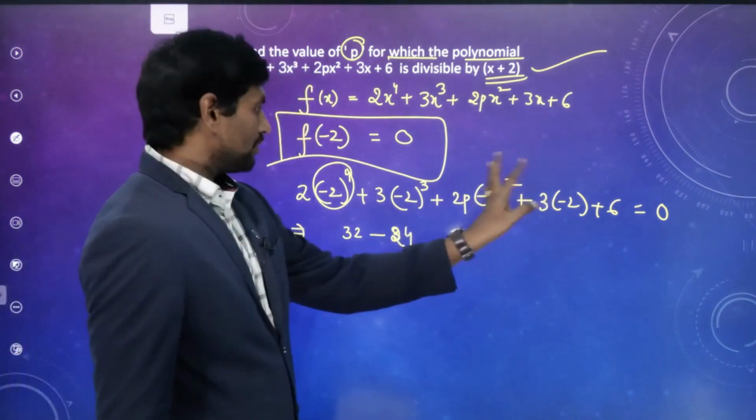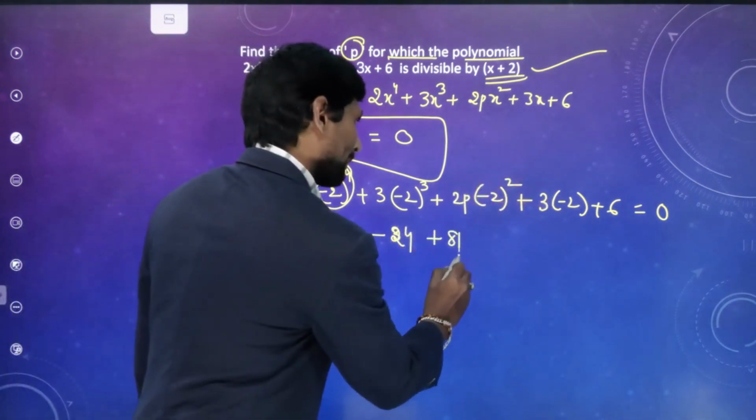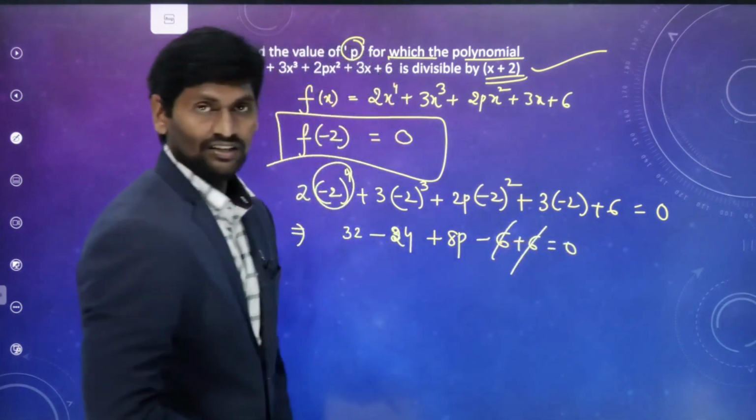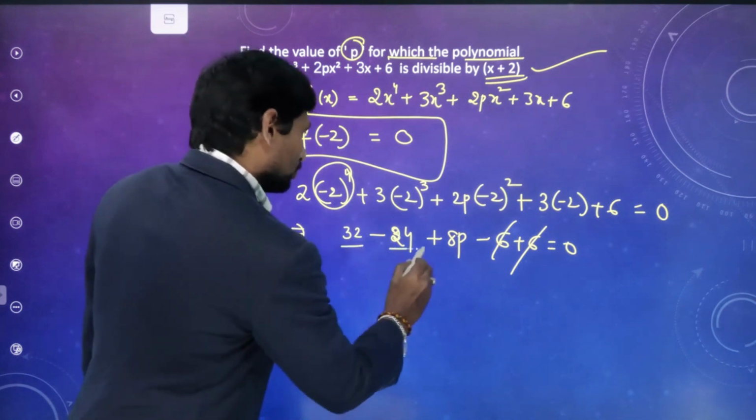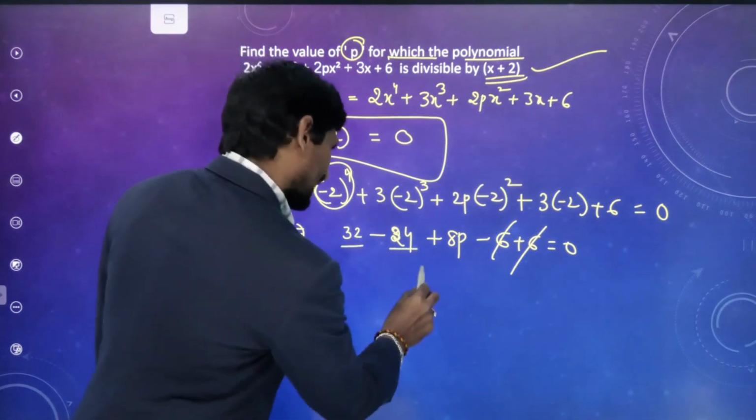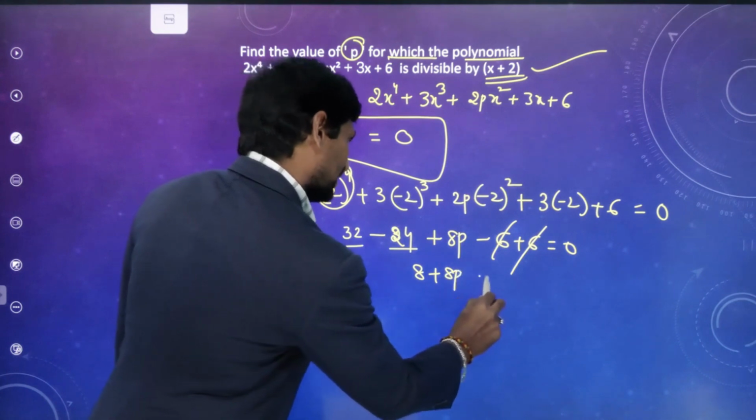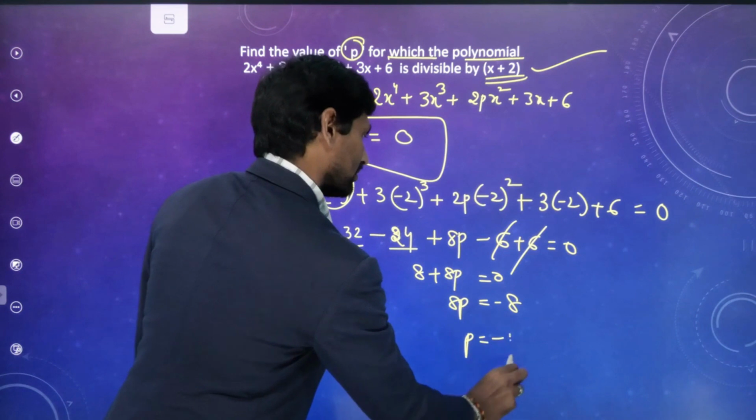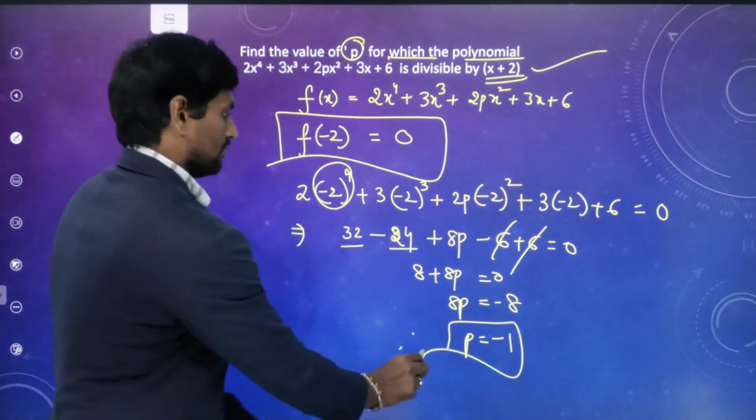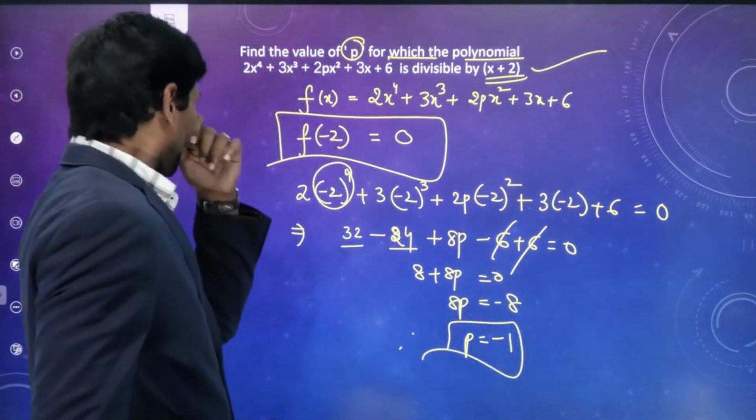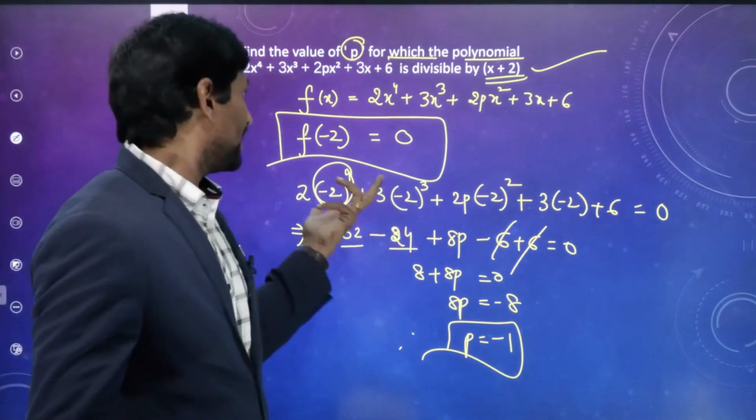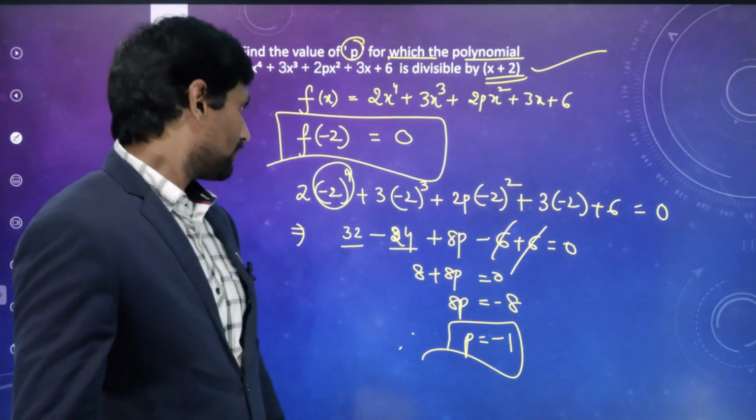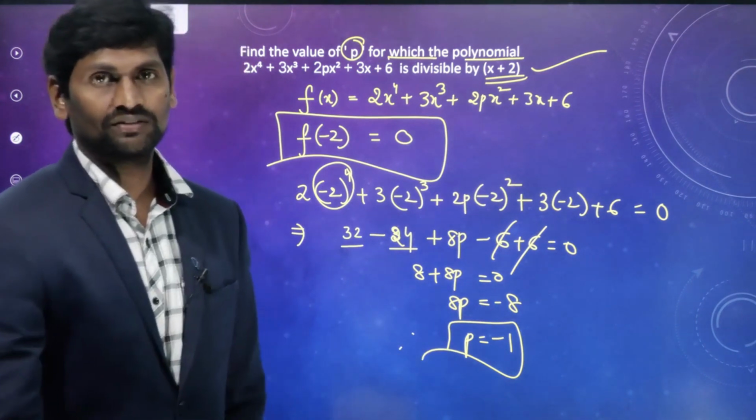Now minus 2 whole square is 4, 4 into 2 is 8, 8p. And this is minus 6 plus 6 equals 0, minus plus cancel. Now 32 minus 24 is 8. 8 plus 8p equals to 0. 8p equals to minus 8 and p value is minus 1. Okay? So by using the factor theorem, I can identify the unknown value in this. P value minus 1 I got. Okay?